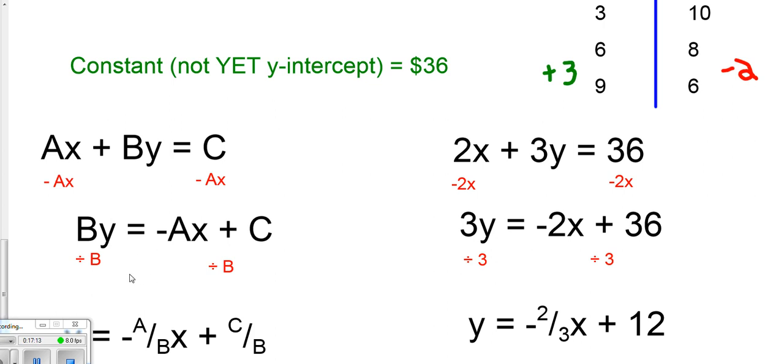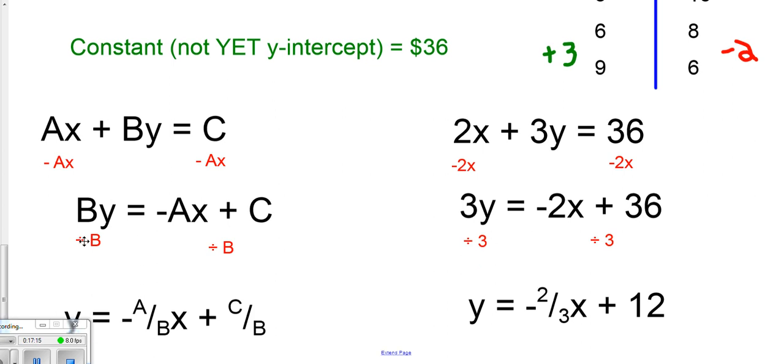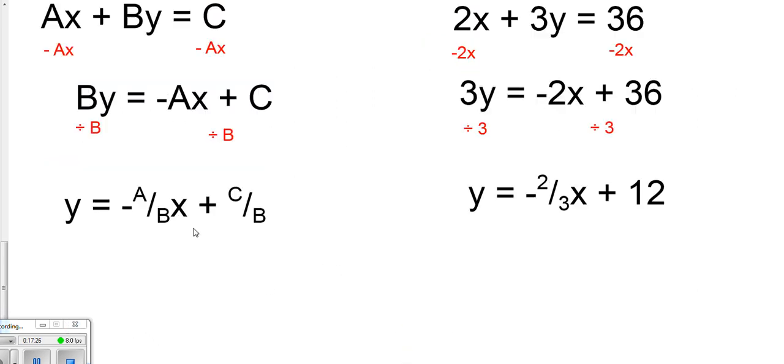On this side, that means we need to divide by b. So I divide by b on both of these. Same thing over here. We divide by 3. I divide both of these by 3. It's kind of like distributing. What this leaves in the end is y equals negative a over b times x plus c over b. Notice this is really similar to y equals mx plus b. Here is a slope, here is a y-intercept.